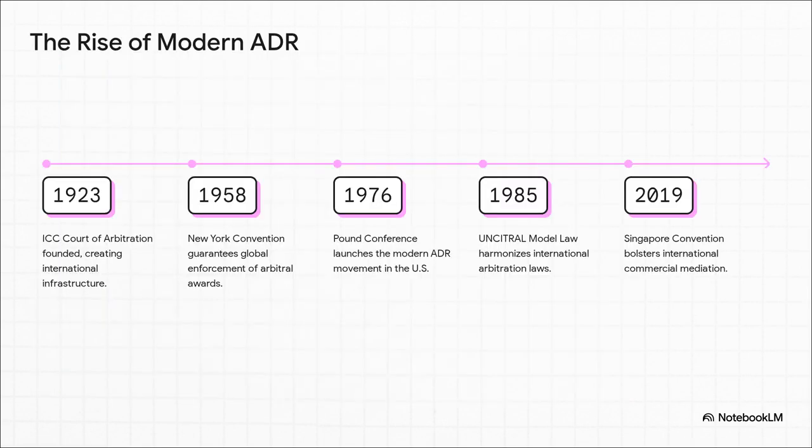You know, the idea of sorting things out without going to a judge is, well, it's as old as time, but what you're seeing here is how it became a powerful modern system. The real game changer? 1958, the New York Convention. That's the moment when arbitration decisions became enforceable across borders. It literally created the backbone for the global commerce we see today.